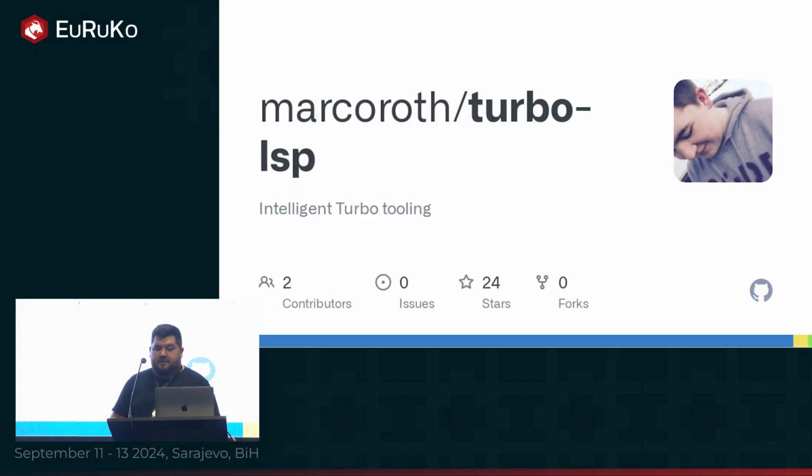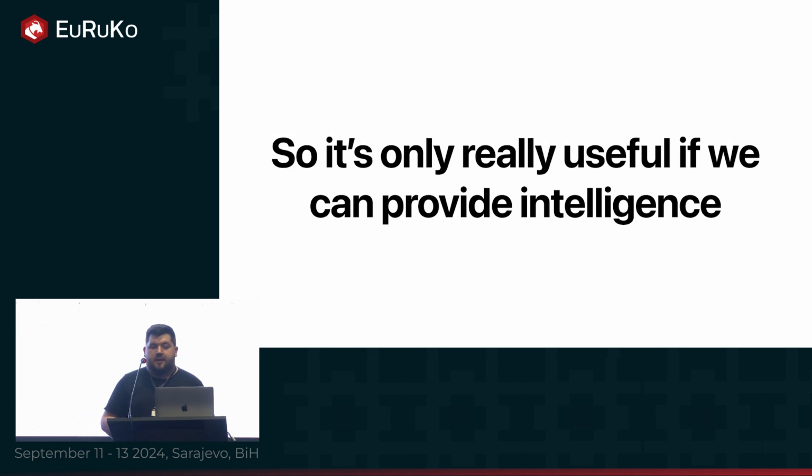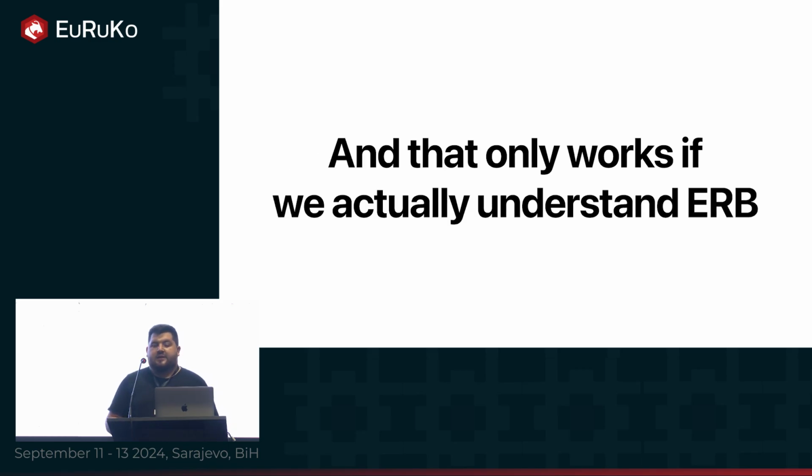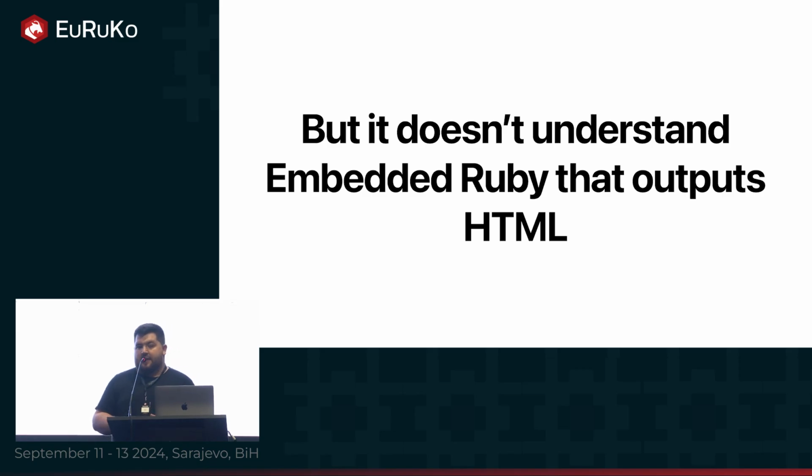And similarly, we had a pre-release of a Turbo LSP, which was the most basic example we could think of, which is available as today as well. But the problem with Turbo is that it also relies heavily on view helpers and ERB, that we need to understand those. So we can only really provide intelligence if we know how to understand ERB. So Stimulus understands HTML in ERB documents, but it doesn't really understand embedded Ruby that outputs HTML.